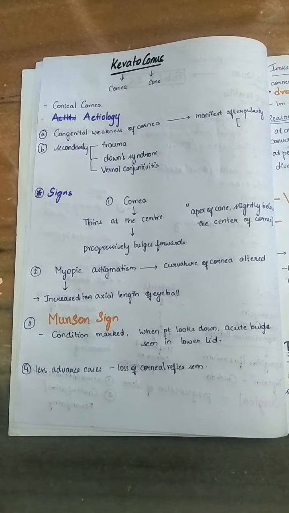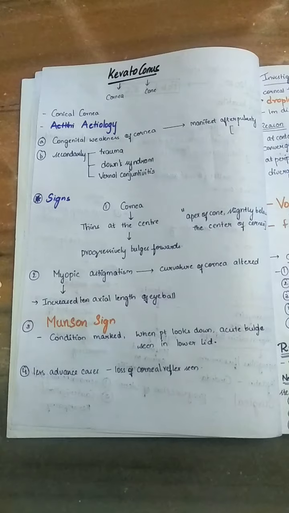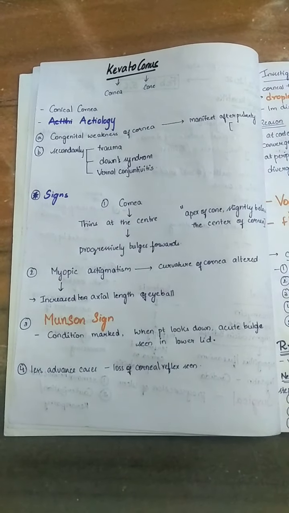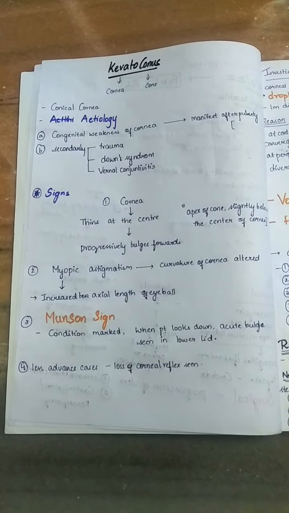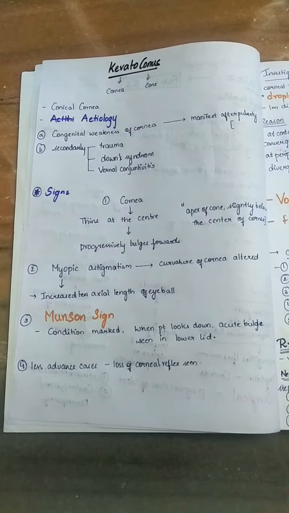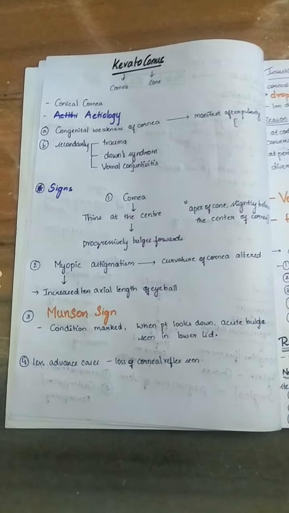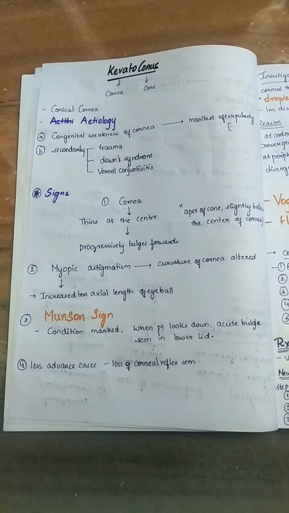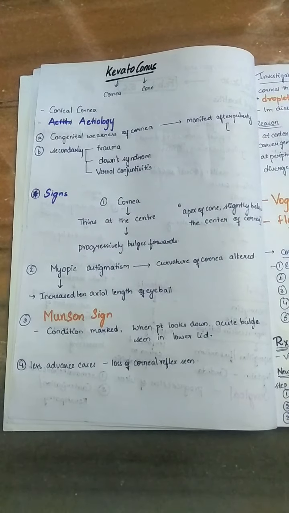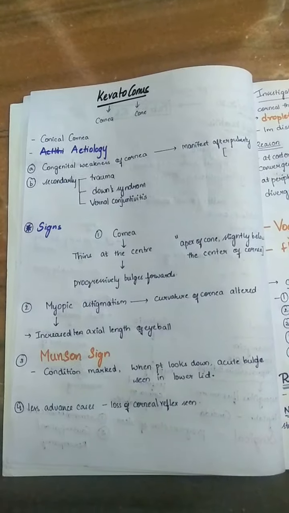Etiology: firstly, the cornea is a structure which is maintained by elastin and collagen fibers. So any congenital weakness in the cornea may lead to keratoconus, usually manifested after puberty. Secondary causes are trauma, Down syndrome, or vernal conjunctivitis. In vernal conjunctivitis, due to irritation of the eyeball, there is rubbing of the eyeball which may lead to the keratoconus condition.